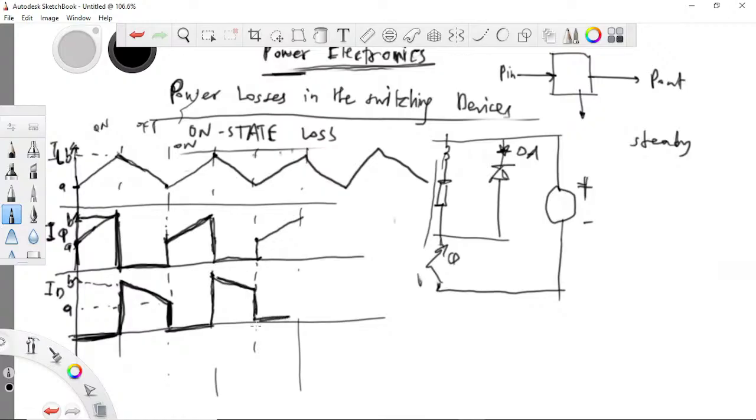Fantastic. Brethren, the Lord is good. This is how the waveforms are.